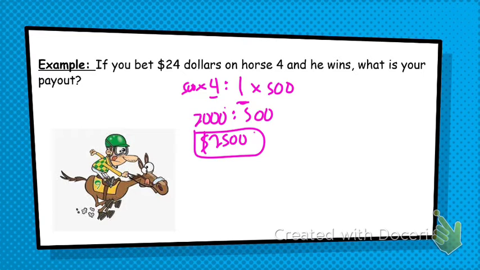You could also think about it this way. Once again, 4-to-1. We can add those together and get 5. How many times more did we start our bet at than what the minimum was? Well, it was 500 more, because it was a dollar bet and we did 500 of those, and we get $2,500. So that's another way we can think about that.